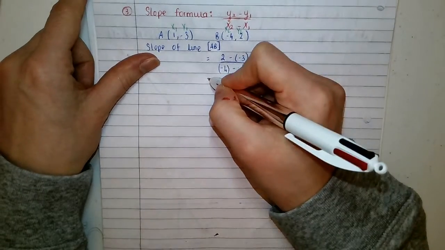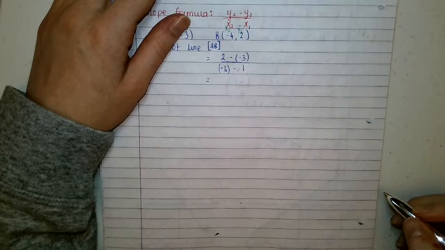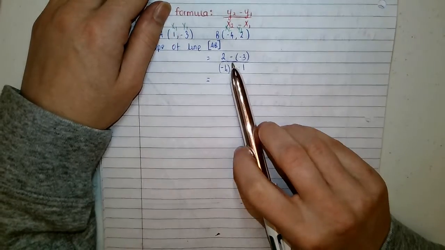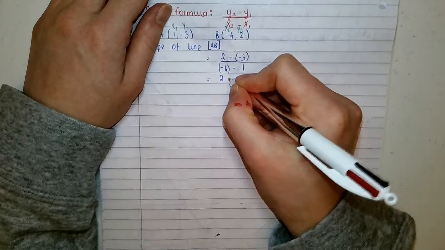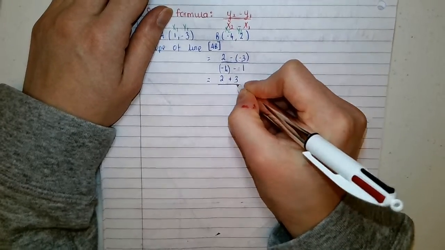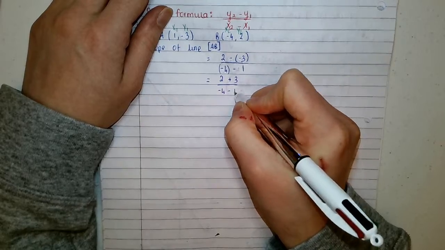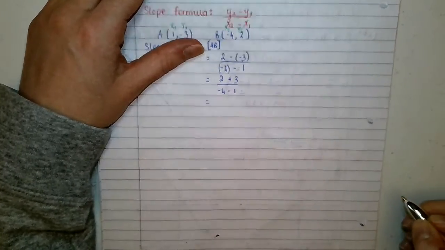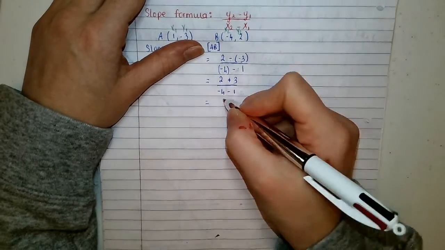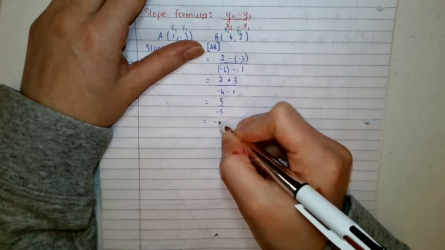Okay. At this point we can put it straight into our calculator, or we can do a little bit of simplifying first. These two minuses will become a plus, so minus minus gives us plus, and this will just be -4 minus 1. Okay, and so this all simplifies to 5 over -5, which gives us a slope of -1.